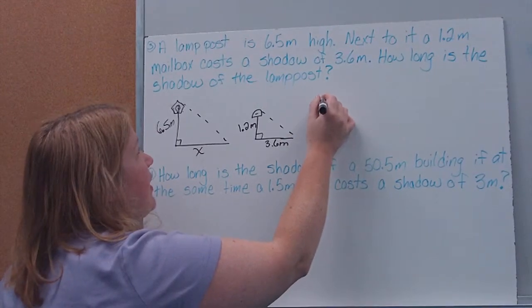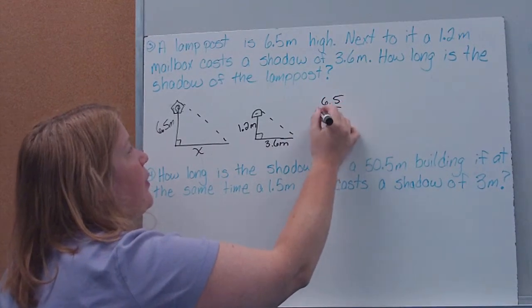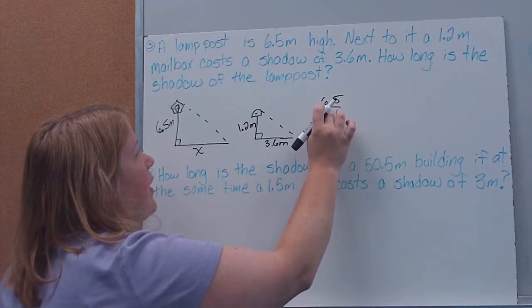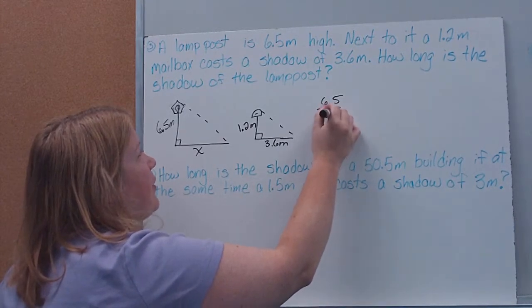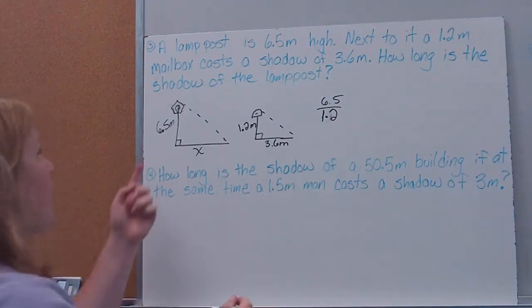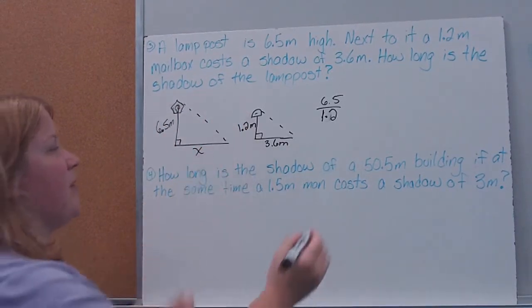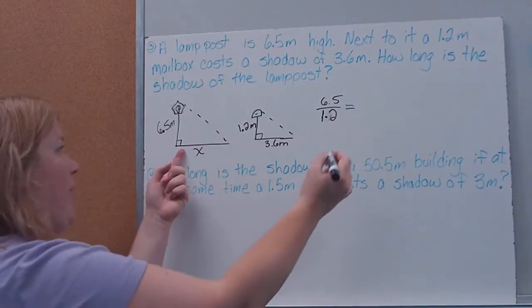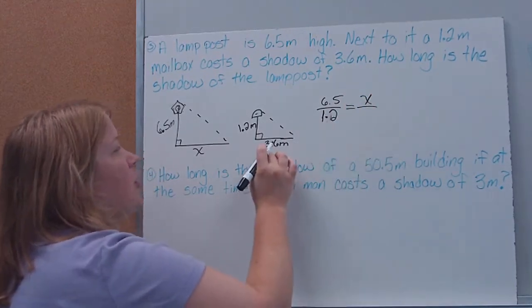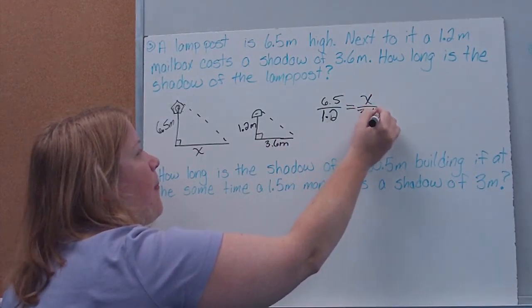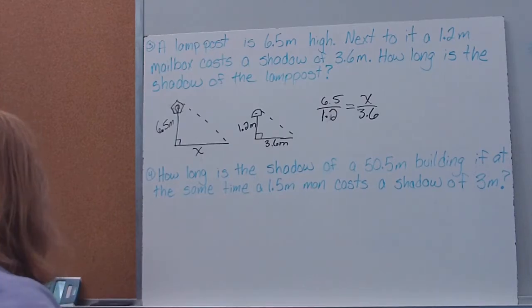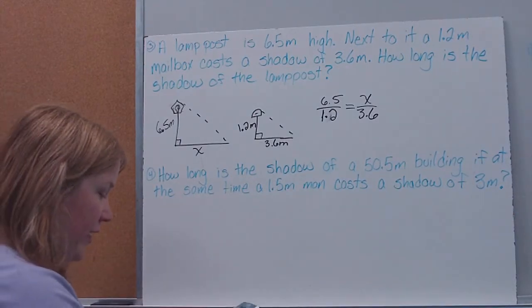So I'm going to take the height of the lamppost. I'm going to put it over the height of my mailbox. So I'm going lamppost to mailbox. So that means on my second one, I need to go lamppost shadow to mailbox shadow. All right. I have it set up. Now I can go about solving it.